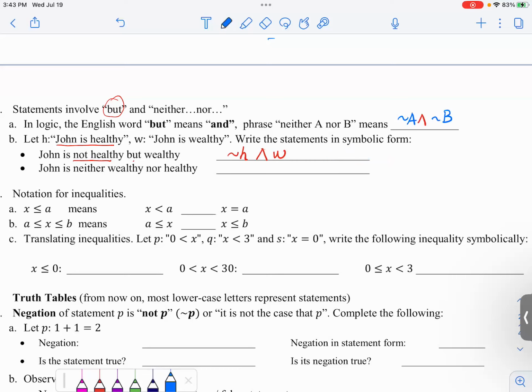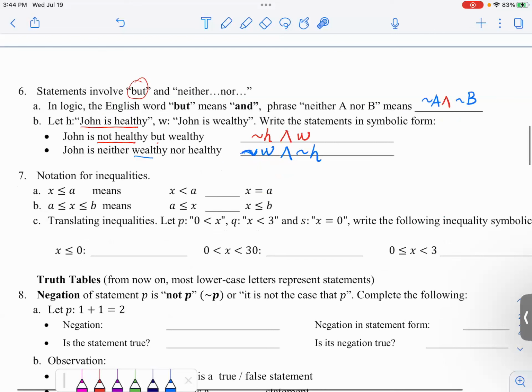Now, the second one is John is neither wealthy nor healthy. So we already mentioned neither A nor B. That means A is not occurring, and at the same time, B is not occurring. So therefore here, wealthy is not occurring. That means not W, and at the same time, not healthy, so not H. So that's how I would write that into symbolic form. Parentheses are not necessary, again, for the same reason.